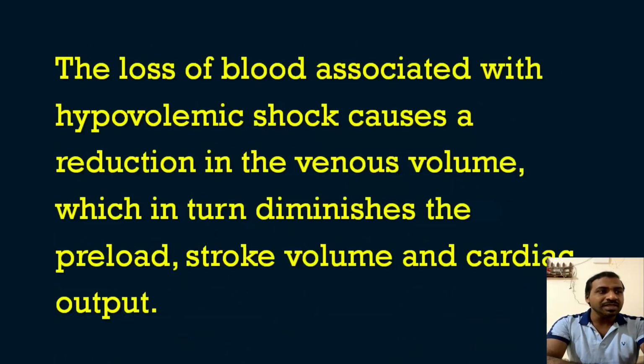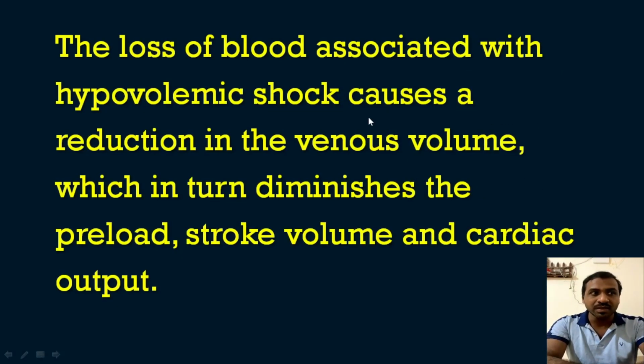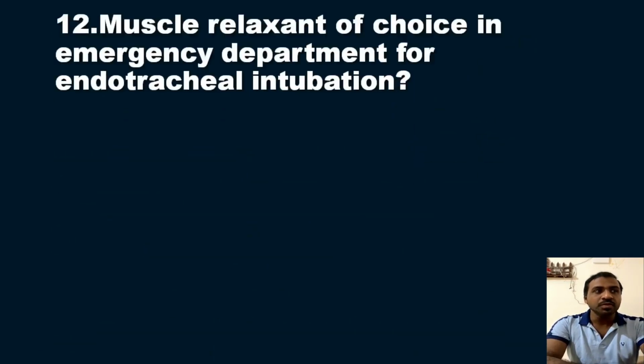The loss of blood associated with hypovolemic shock causes a reduction in the venous volume or the venous return, which in turn diminishes the preload, stroke volume and finally the cardiac output. So this is the mechanism. The venous volume will be reduced, so that will affect the preload, stroke volume and finally the cardiac output. I think it is clear for you now. We will move on to the next question.